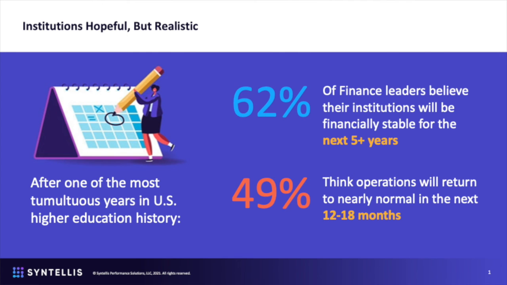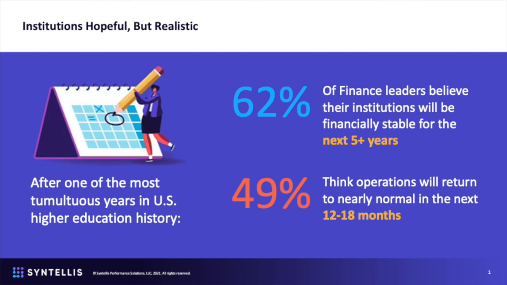So looking ahead, a couple of the statistics here that we think reflect that institutions are hopeful but realistic. 62% of finance leaders believe their institutions will be financially stable for the next 5+ years. But the flip side of that is 38% aren't so certain, and that's a pretty telling statistic, I think, given where we're at. And then 49% think they will return to nearly normal in the next 12 to 18 months.